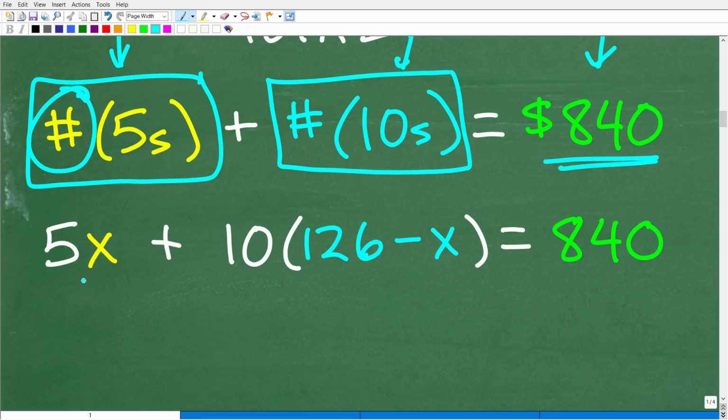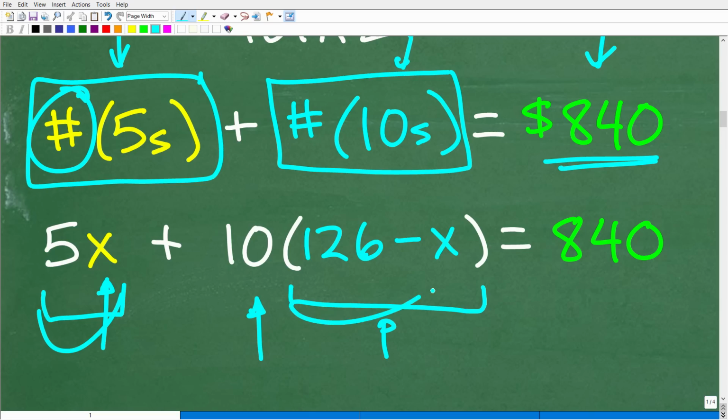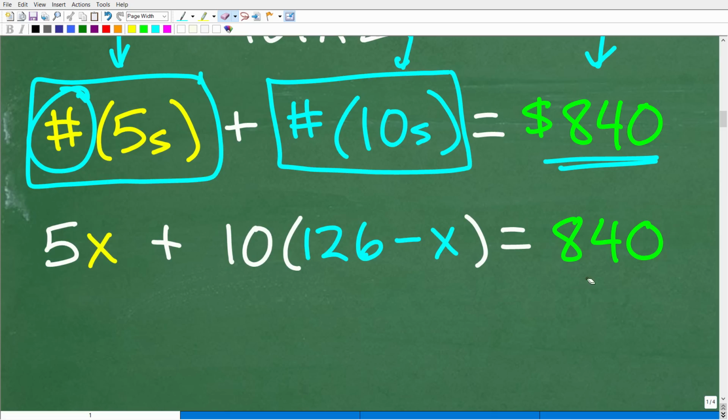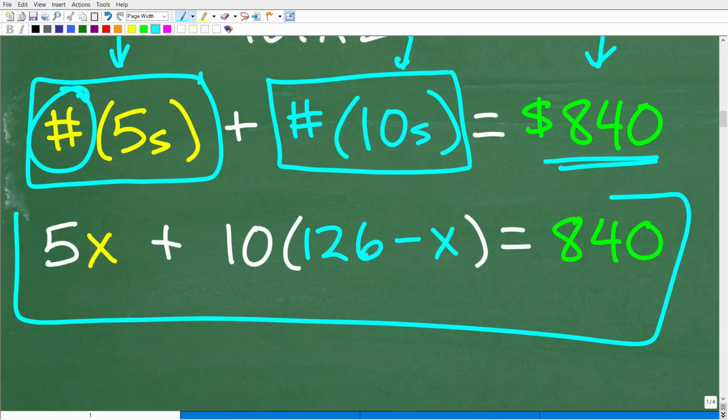Okay, all right, so 5x is the actual amount of money he has with the fives, right? Again, he has x amount of fives, but the value is 5 times whatever that is, plus $10 times how many $10 bills he has. Well, again, that's going to be 126 minus x. This is the number of tens he has. And then the value of this plus the value of this is 840. All right, so now we have a lovely algebraic equation, and it really comes down to your ability to solve this equation to get the solution, okay? So if we solve for x, we have the answer. So let's go ahead and take that step now.